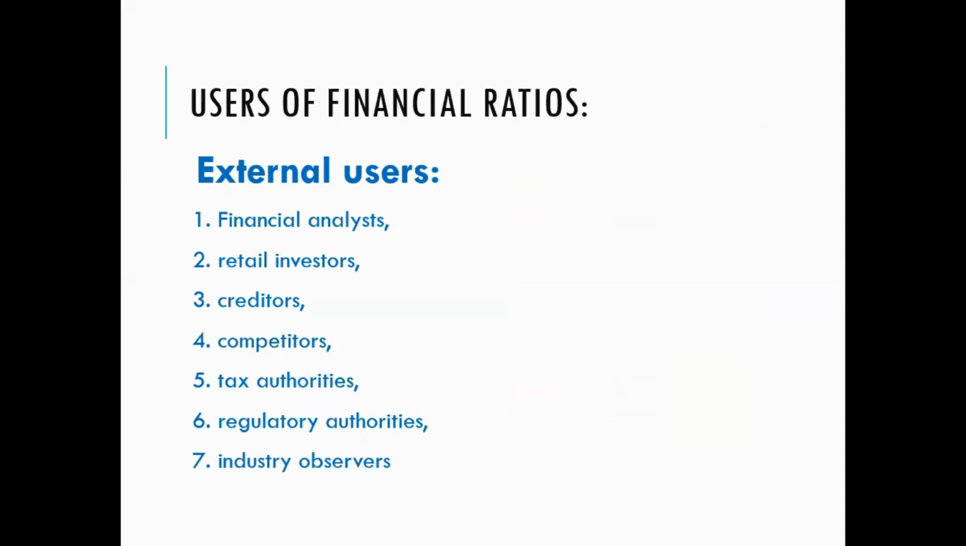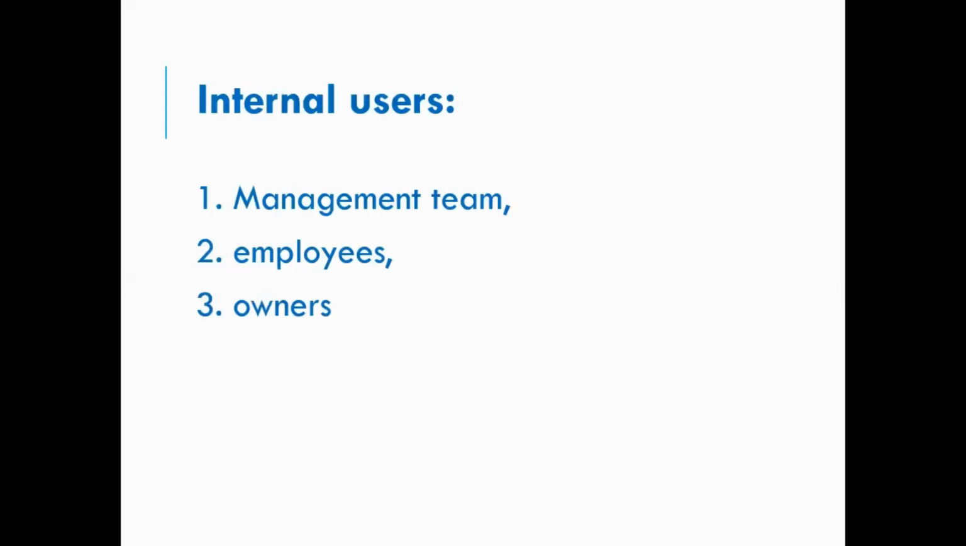The uses of financial ratios. There are two types of users. One is external users. External users are financial analysts, retail investors, creditors, competitors, tax authorities, regulatory authority, and industry observers. And internal users are the management team, employees, and owners.